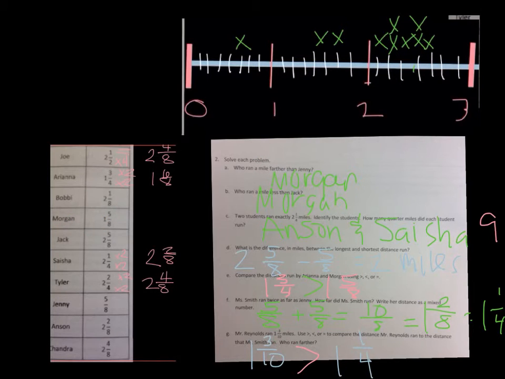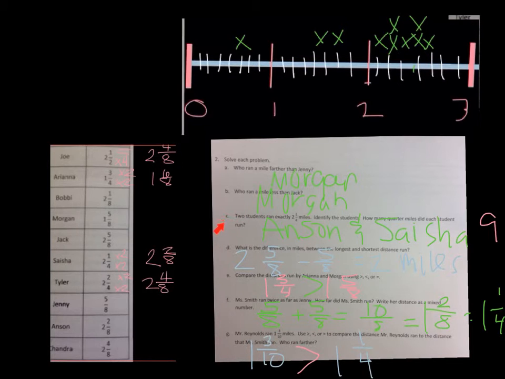The next question says, who ran a mile less than Jack? So first we go over to Jack and we see that he ran 2 5/8 of a mile. So if we subtract 1, it would be 1 5/8 of a mile. And if we go up, we see that that is what Morgan ran. So B is also Morgan.